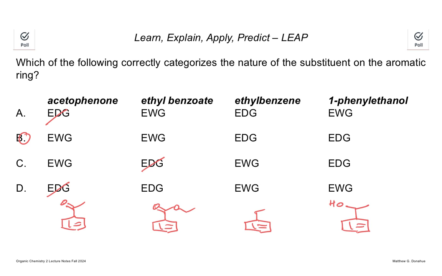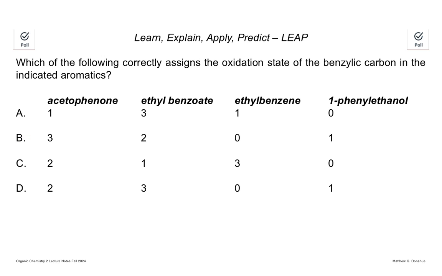Would be this. And so that's also an alkyl group at the benzylic position, so that's electron donating. Which of the following correctly assigns the oxidation state at the benzylic carbon? So acetophenone has the ketone, that's oxidation state 2. So we can eliminate A and B. Ethyl benzoate is going to be a higher oxidation state.